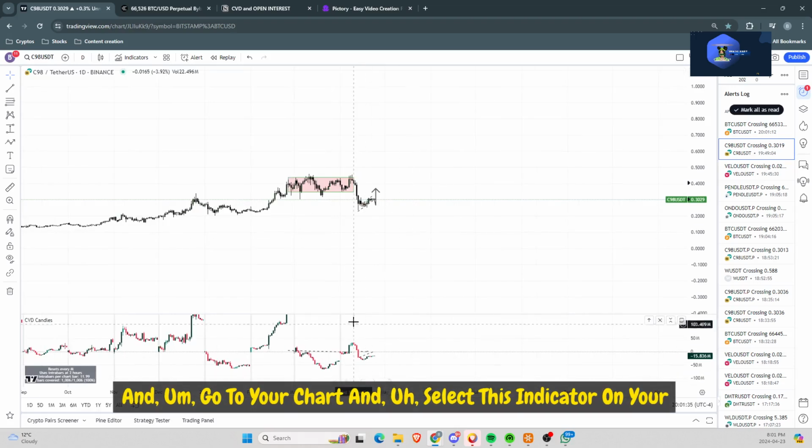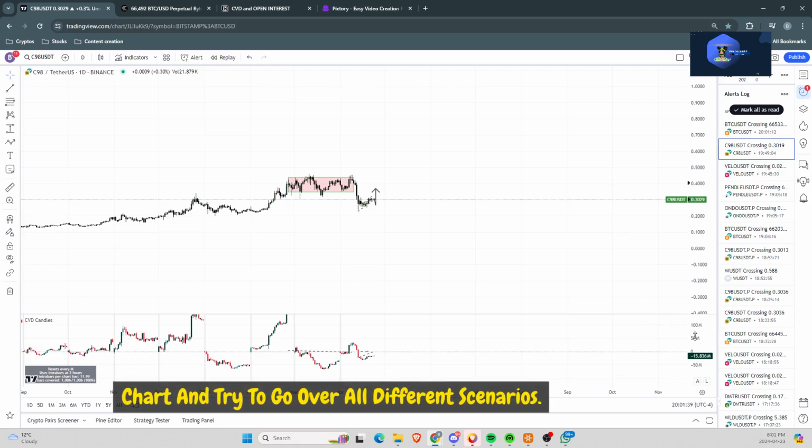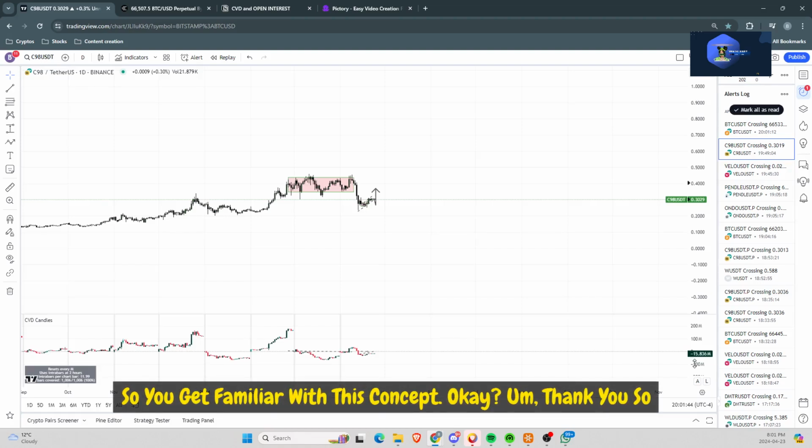Go to your chart and slap this indicator on your chart, and try to go over all different scenarios so you get familiar with this concept.